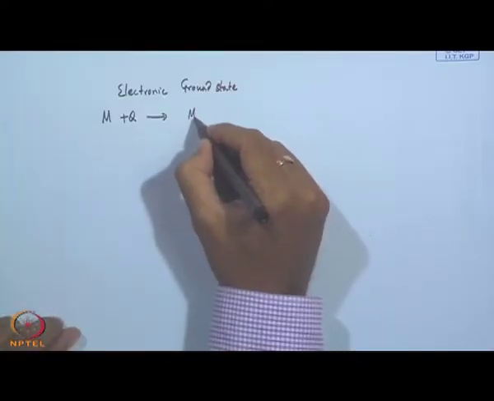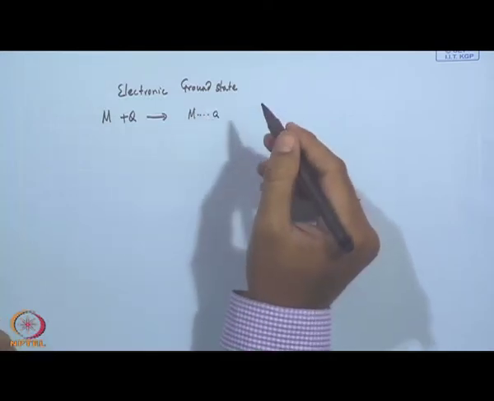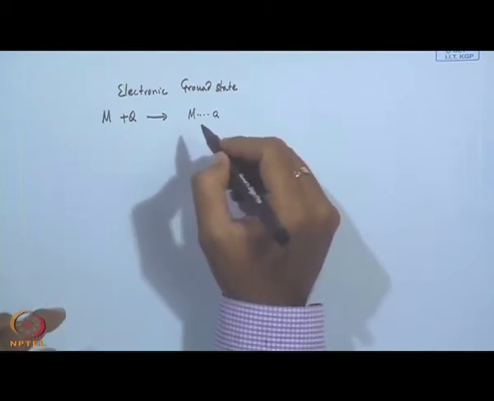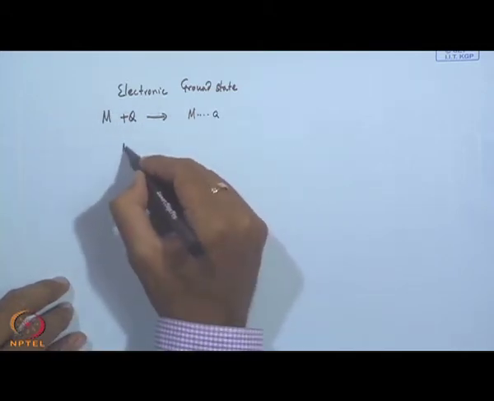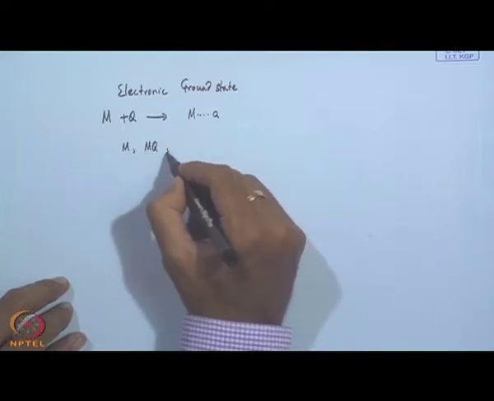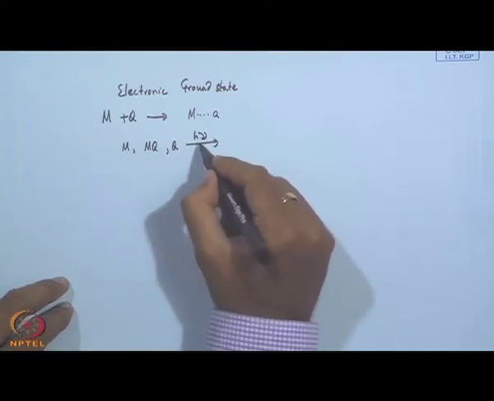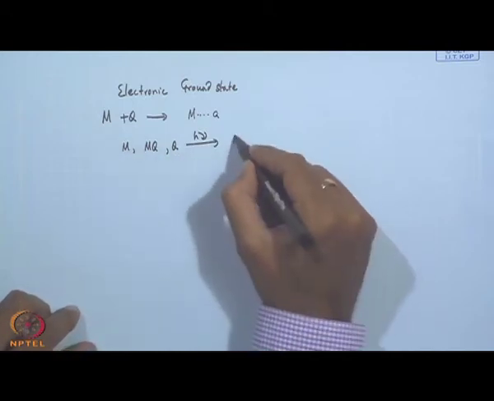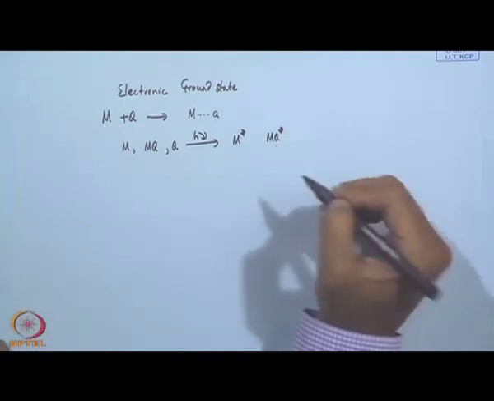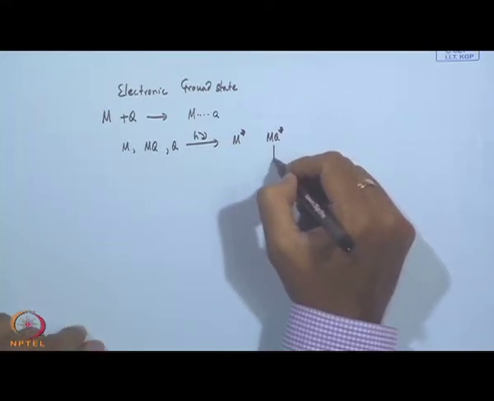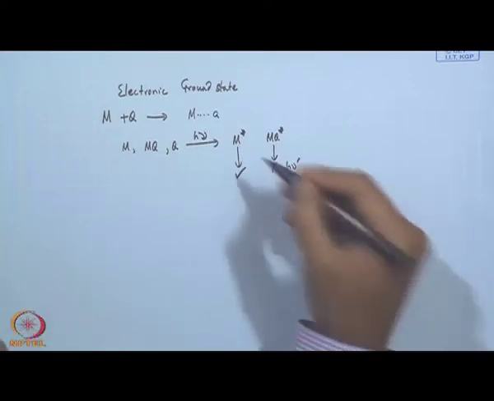So, this is generally designated with a dotted line, which says that there is some kind of interaction. And what is the effect of the interaction? Now if you shine on the whole thing, because in this mixture you have M, you have MQ, and you also have Q, if you give h nu, then M will be excited and MQ will also be excited. Now, the idea is that MQ is not fluorescent. So, there is no h nu prime from it.